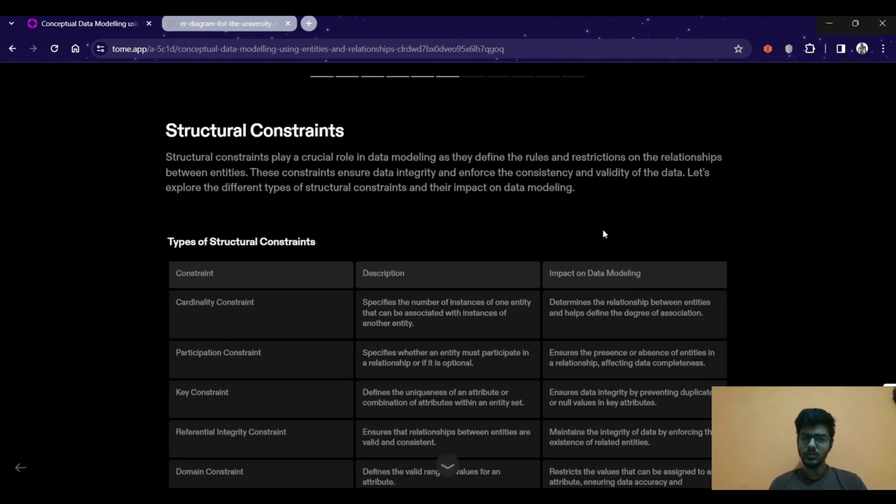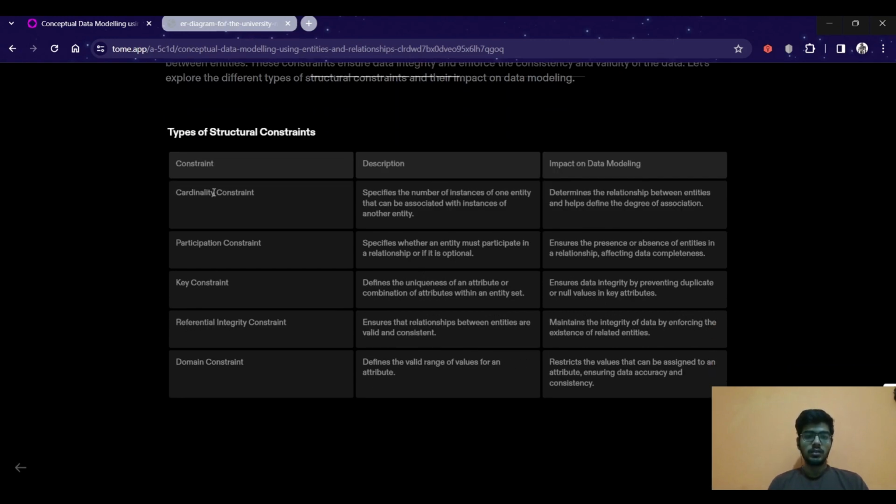Structural constraints. Structural constraints play a crucial role in data modeling as they define the rules and restrictions on the relationship between entities, which is very important. These constraints ensure data integrity and enforce the consistency and validity of the data. Let's explore the different types of structural constraints and their impact on data modeling. Cardinality constraint specifies the number of instances of one entity that can be associated with instances of another entity, determines the relationship between entities, and helps define the degree of association.